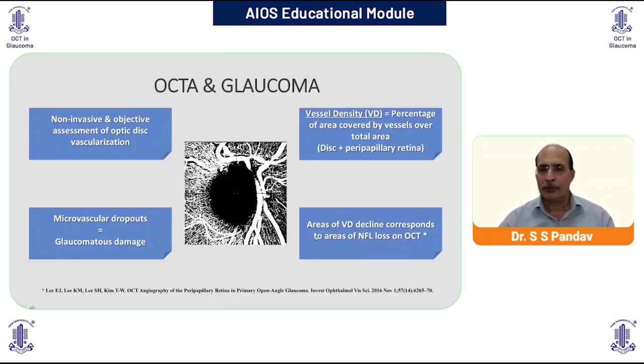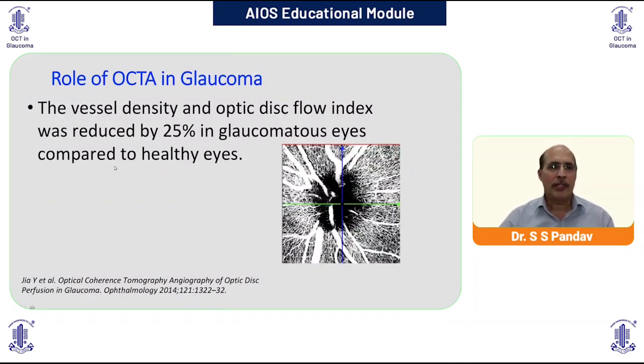So the total area of vascular density decline corresponds with the area of nerve fiber loss in OCT. There's evidence that they correlate with each other, and that's the reason OCTA has become one of the tools in diagnosing and managing glaucoma. So what exactly is the role of OCTA in glaucoma? I think that's what we are going to look at.